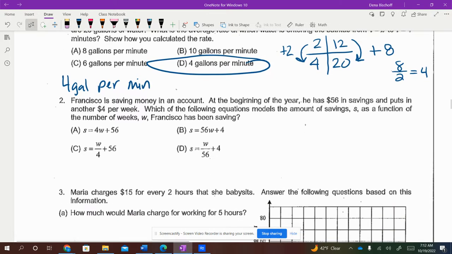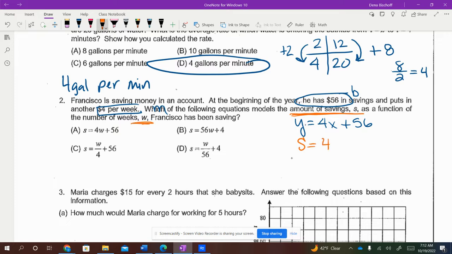All right, Francisco is saving money in an account. At the beginning of the year, B is 56. And then he puts in $4 per week. That's my M. So if I write this as y equals m, 4, times x plus b, 56, and then I change it to the variables that are listed. I want S to be the total amount in my savings, equals 4 times W, the number of weeks. So my equation looks like it is A.